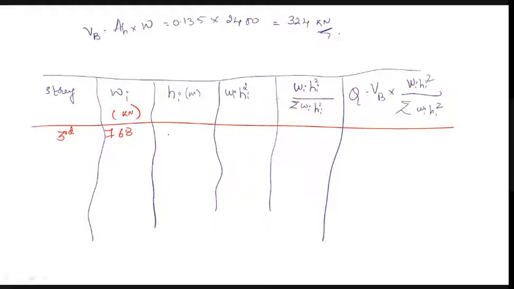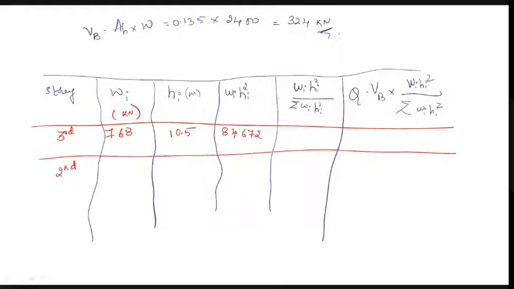This hi is nothing but the distance from the ground level, from the base to the last floor. So this is 10.5. Now Wi·hi, when you multiply 768 by 10.5, it is 84,672. Then we'll go for the second floor.